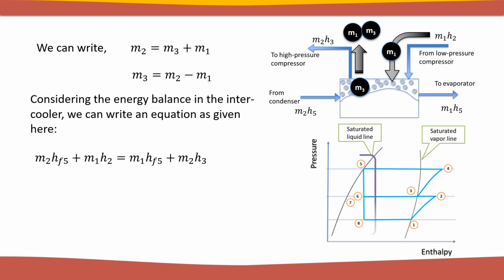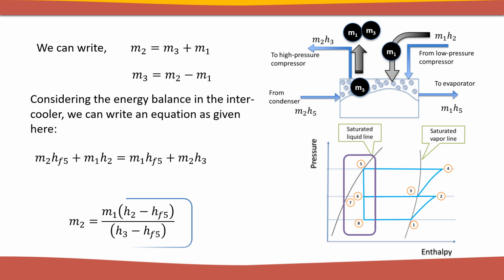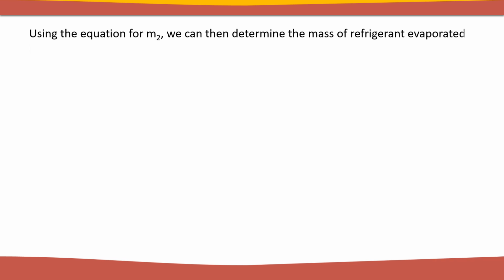It is important to note that H5 is written as HF5 because the refrigerant at point 5 is in a saturated liquid state. Additionally, the enthalpy values at points 5, 6, 7, and 8 are the same. The mass of refrigerant, M2, that is compressed in the high-pressure compressor is determined as follows. Using the equation for M2, we can then determine the mass of refrigerant evaporated in the intercooler, M3, as shown here.